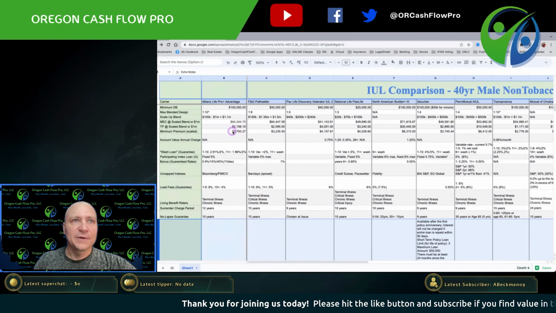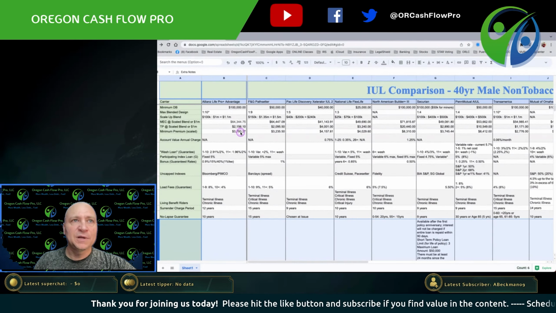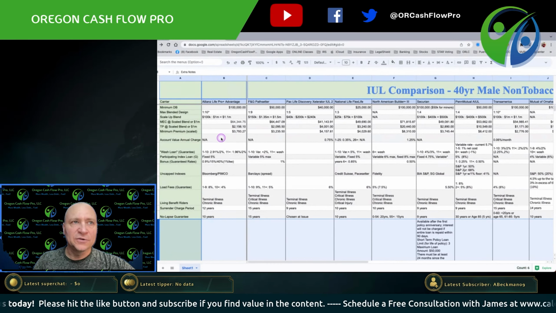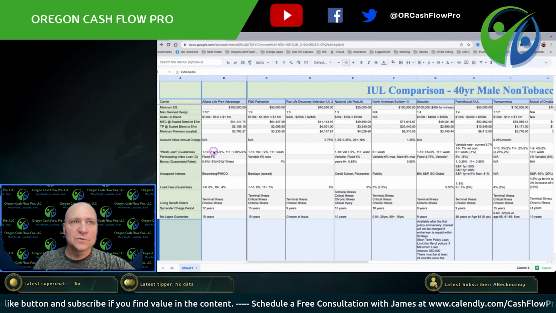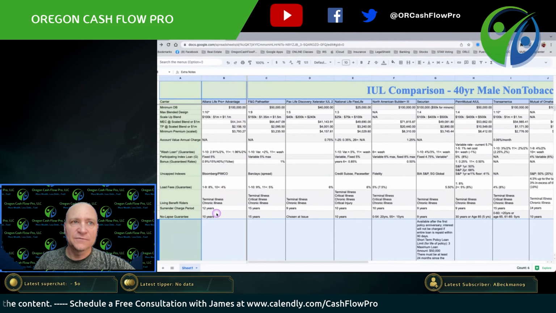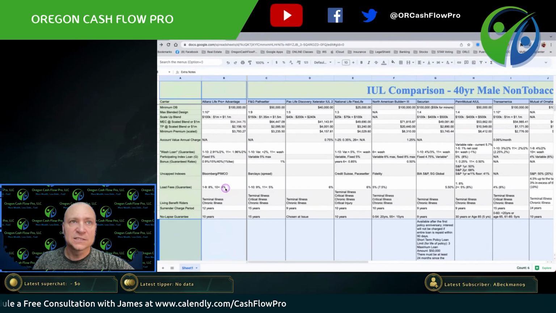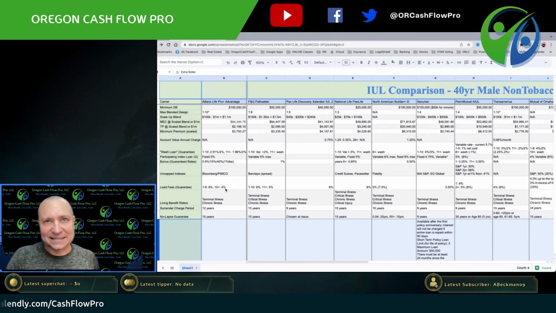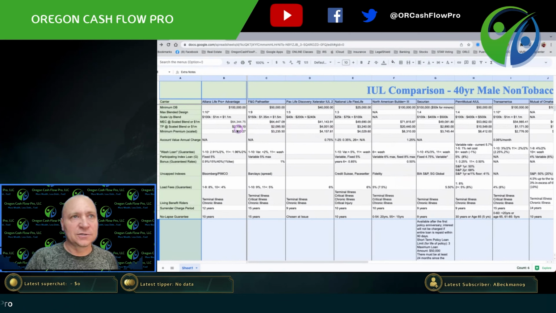Okay, then we have our minimum premium. So for Allianz, that minimum premium is $3,700. They don't have an account value charge. Their wash loan, these are guaranteed. One of the nice things about Allianz, almost all of this stuff, actually everything on this list, these are all guaranteed. They can't change it. Okay, we're going to see that it's not the case with a lot of these other carriers.